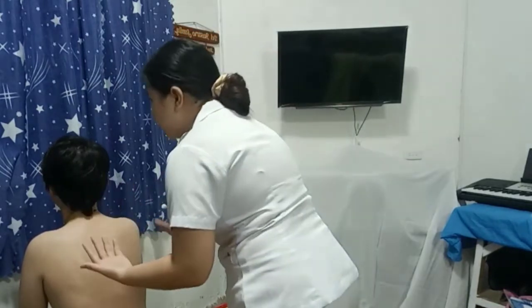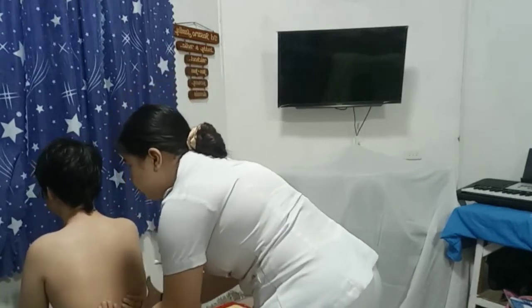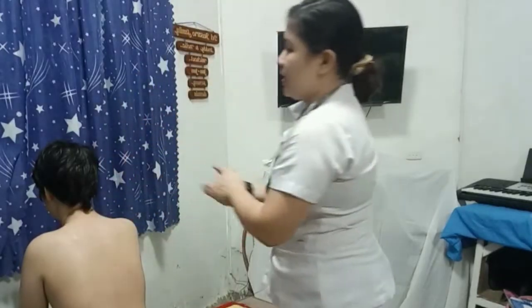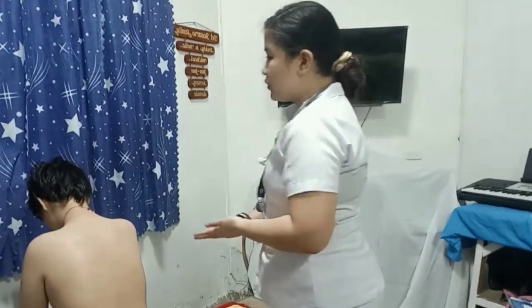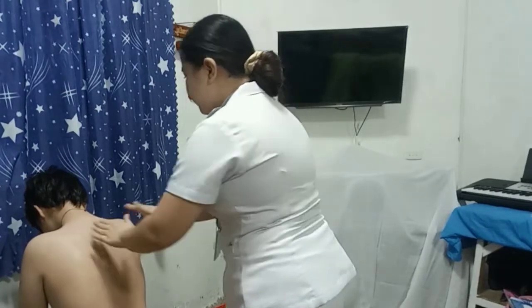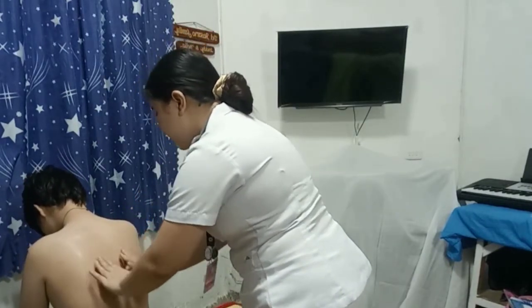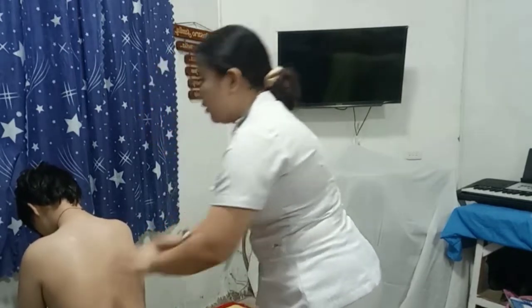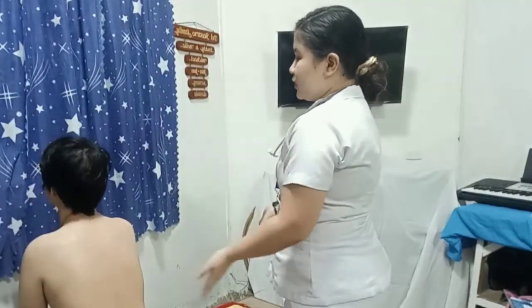So I am just palpating using the dorsal of my hands to assess for your temperature. Okay, so your skin is warm to touch. Now I am going to assess for bulges, tenderness, or any abnormal movements, okay? Just tell me if you feel any pain, okay? Okay, so there are no tenderness, pain, or unusual sensation in your posterior thorax.